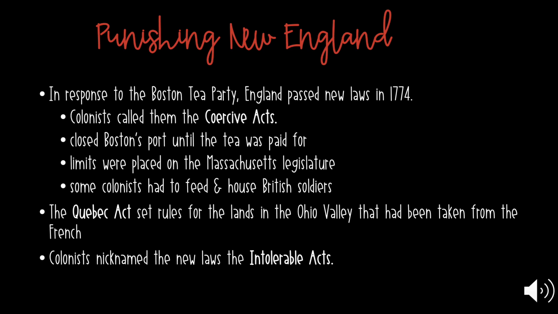In addition, the Quebec Act set rules for the lands in the Ohio Valley that had just been acquired from the French. It stated that colonists were not allowed to settle westward, and the land would be left for the Native Americans to settle. Colonists nicknamed these new laws the Intolerable Acts.